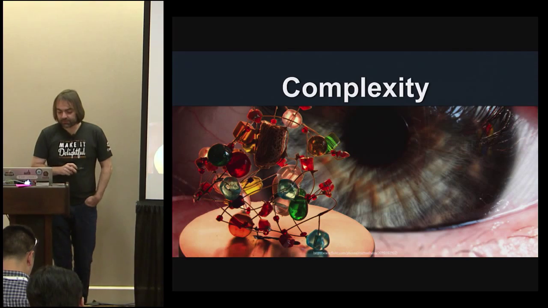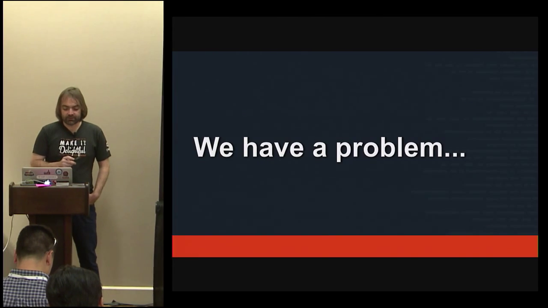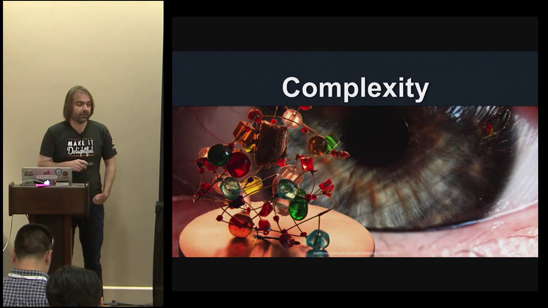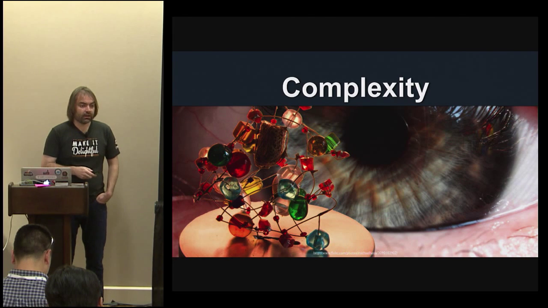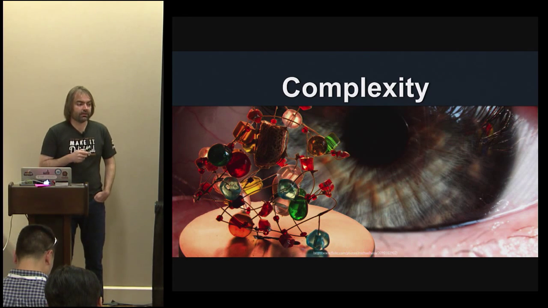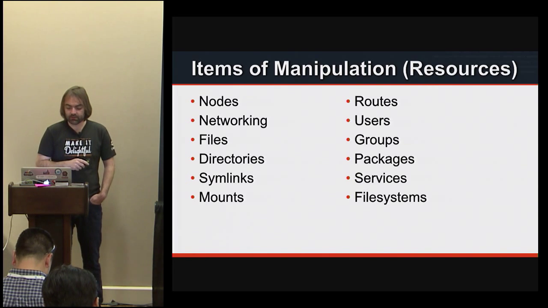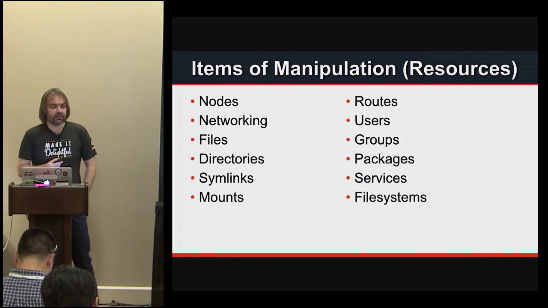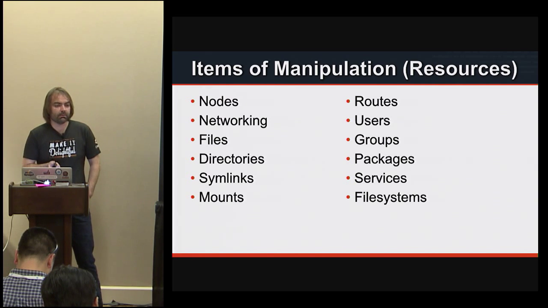So Chef is really meant to solve this problem that we have, and this problem is complexity, right? Our environments are getting bigger and bigger, and there's interconnection between all of our different machines that we might have under management, right? And so we have all of these different things that we need to manipulate and things that we need to change the state of. And so in the Chef parlance, these are what we call resources, right? So we need to define the state of these resources on our systems.